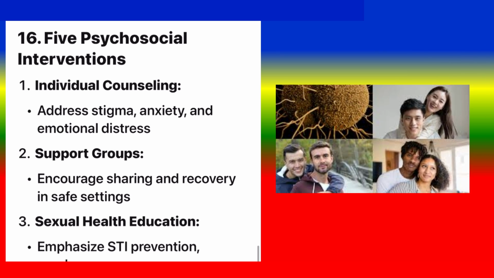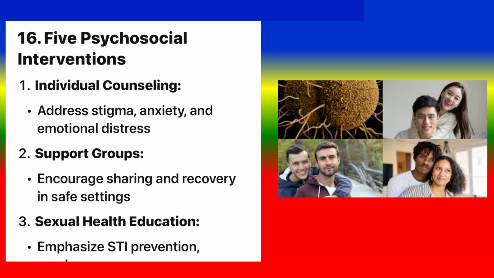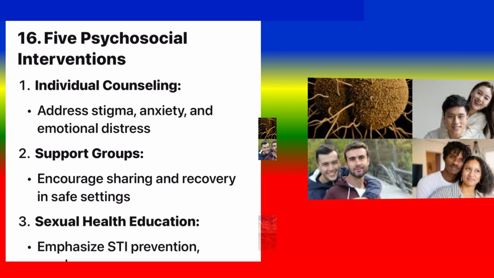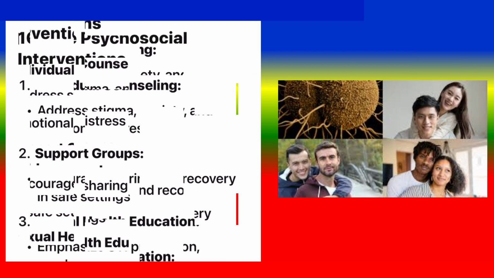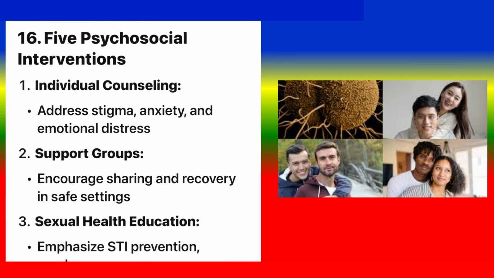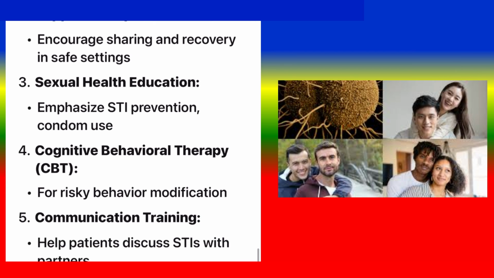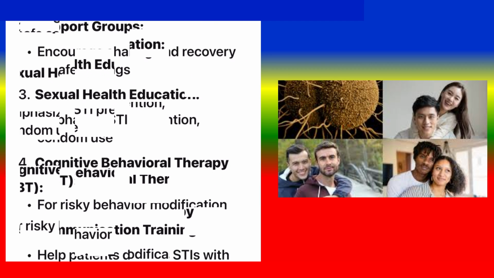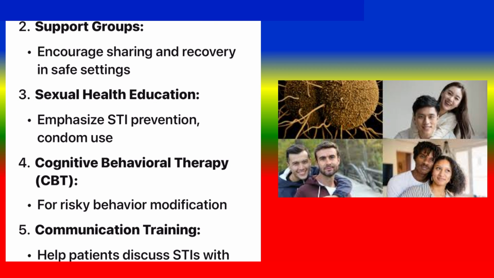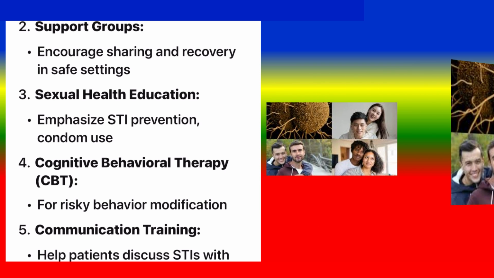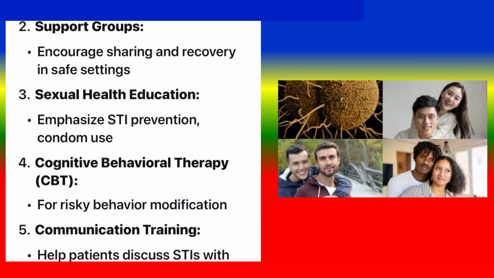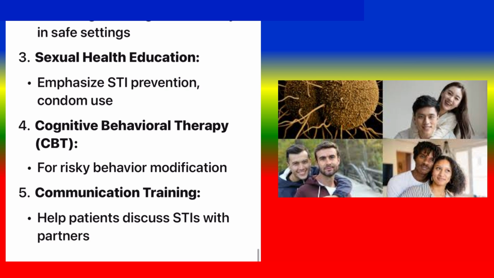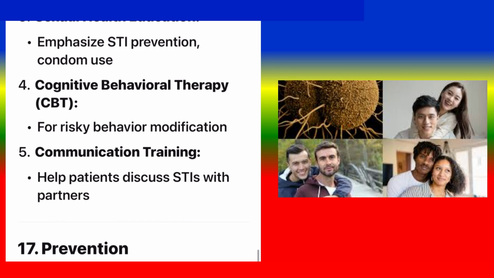16. Five psychosocial interventions. 1. Individual counseling. Address stigma, anxiety, and emotional distress. 2. Support groups. Encourage sharing and recovery in safe settings. 3. Sexual health education. Emphasize STI prevention, condom use. 4. Cognitive behavioral therapy, CBT, for risky behavior modification. 5. Communication training. Help patients discuss STIs with partners.